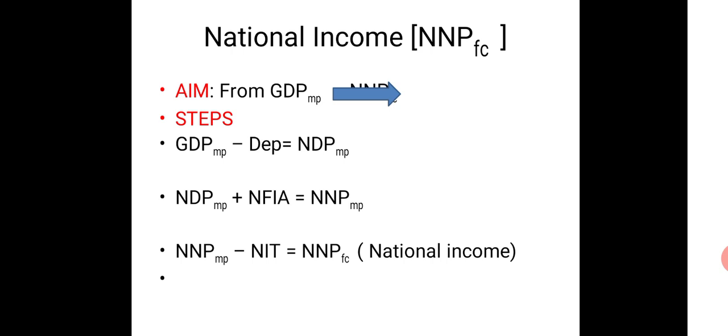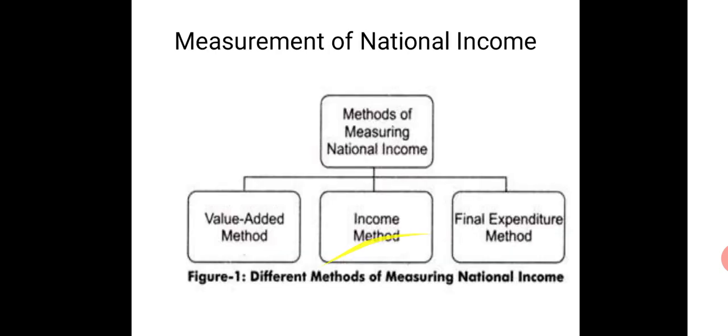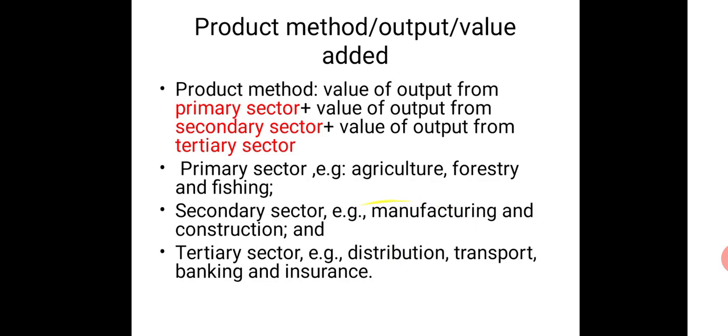This is what we have been learning from the beginning, from the concepts. Once the concept is clear, I think this measurement of national income is all clear. We have different methods of national income, that is value added method, income method, and final expenditure method. In all the three methods, basically we are using the same procedure, that is we are converting from GDP-MP to NNP-FC. Only thing different is the criteria that we take.